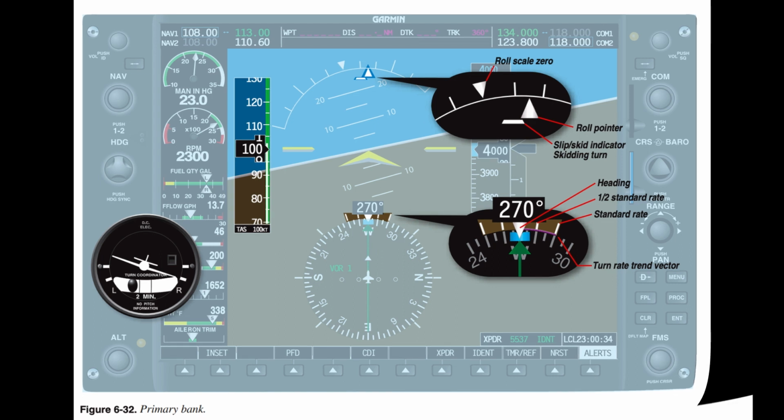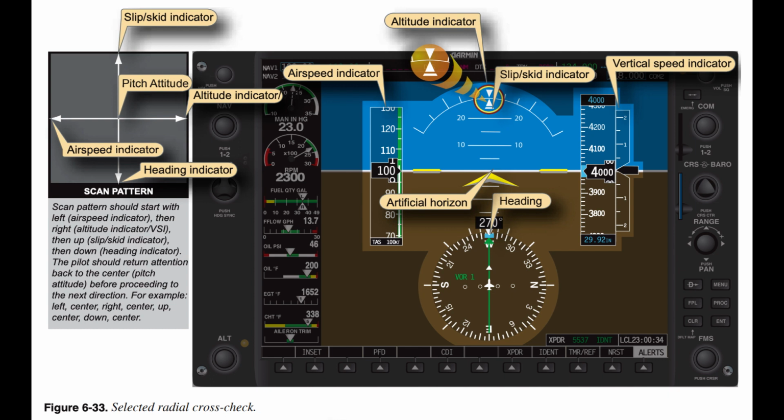Selected radial crosscheck. The radial scan is designed so that your eyes remain on the attitude indicator 80 to 90% of the time. The remainder of the time is spent transitioning from the attitude indicator to the various other flight instruments. Figure 6.33. The radial scan pattern works well for scanning the PFD.